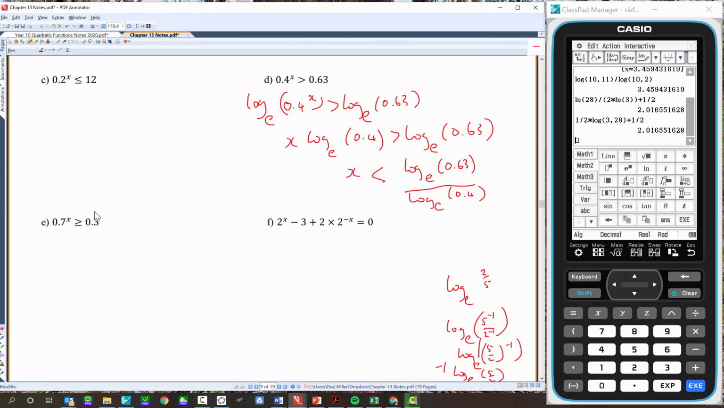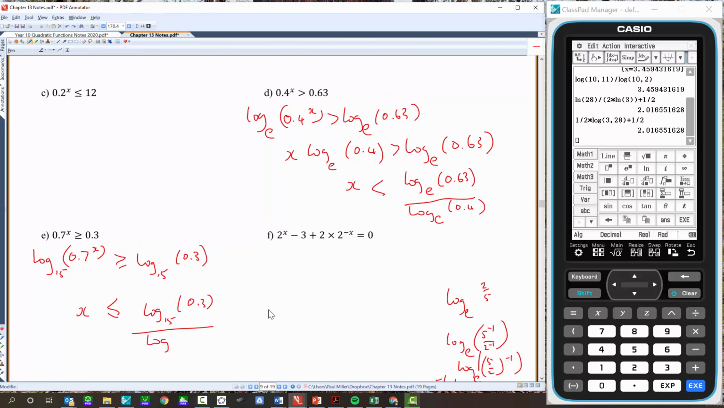All right, one final one here, so hopefully you get the drift on this. So log base 15, if you want, 0.7 to the x greater than or equal to log base 15 of 0.3. Okay, let's do this in one move. Not log base e, log base 15. What is it? 0.7. Okay, this one here.